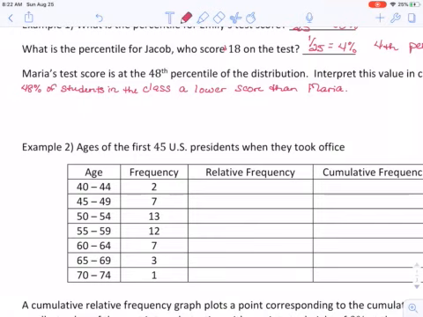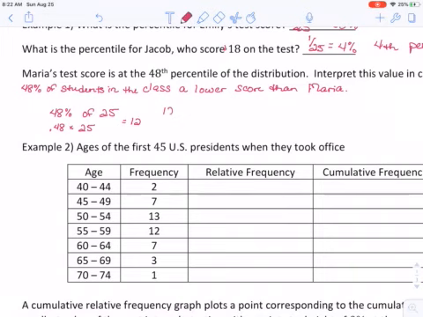To figure out how many that is, if 48% were lower, I need to know what is 48% of the total. What is 48% of 25? Which means I need to change that to a decimal. Of tells me to multiply. I'm going to take 0.48 times 25, which gets me 12.